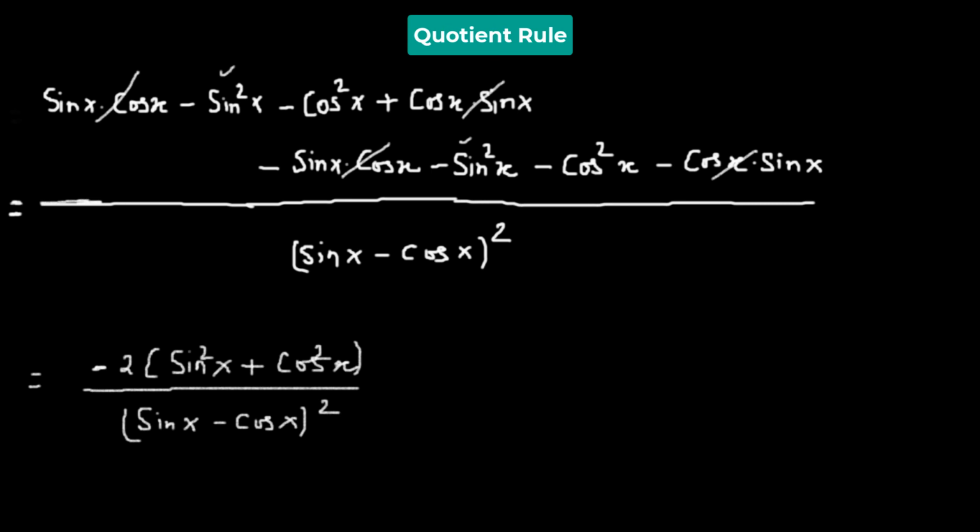Now sine squared x plus cosine squared x is 1. So our final answer is negative 2 over sine x minus cosine of x whole squared. So this is the derivative with respect to x. Let's move on to the next question.